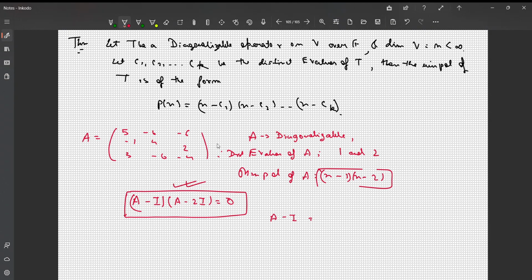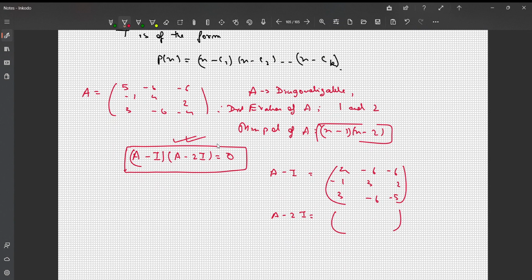What is A minus I? So A minus I was this matrix, right? 4 minus 6 minus 6, minus 1 3 2, and 3 minus 6 minus 5. And A minus 2I was the following matrix: 3 minus 6 minus 6, minus 1 2 2, 3 minus 6 minus 6. Now none of them are zero matrices, right? So this is not 0, this is not 0.